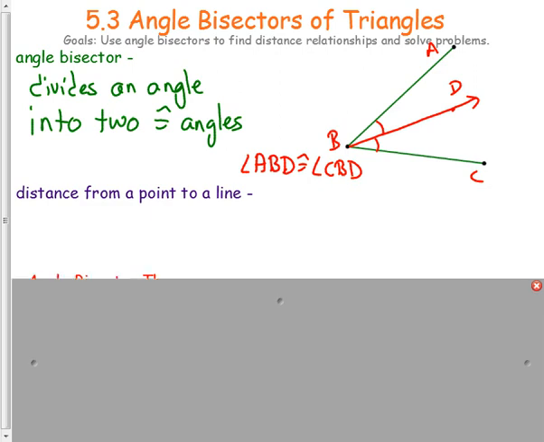What is new is the distance from a point to a line. We mentioned this in chapter 3, that a distance is on a straight line and perpendicular. That's what we need to know. So it's in a straight line along the perpendicular.